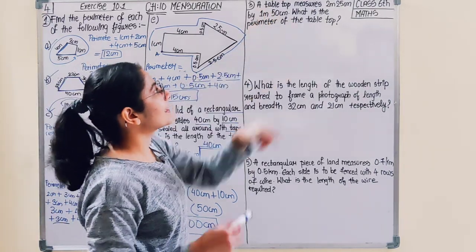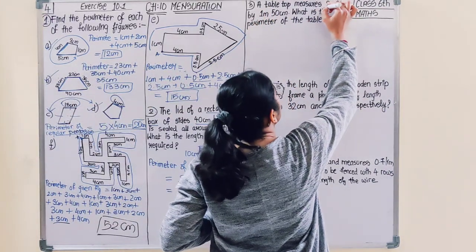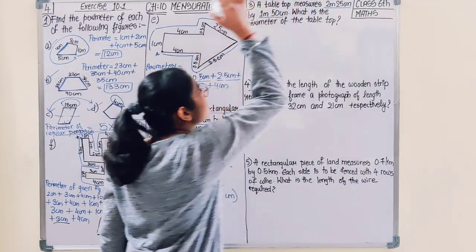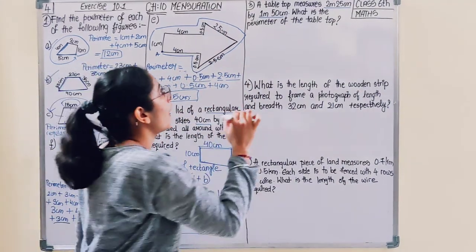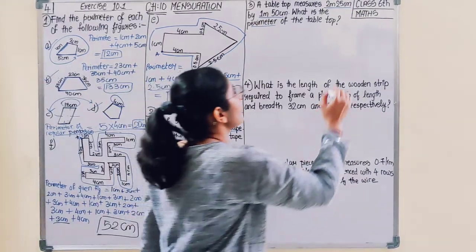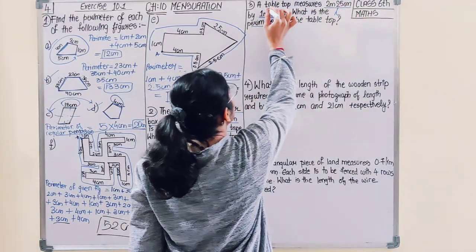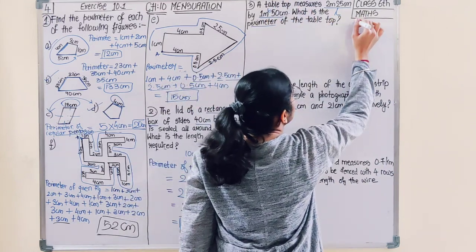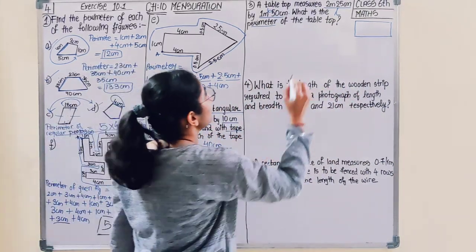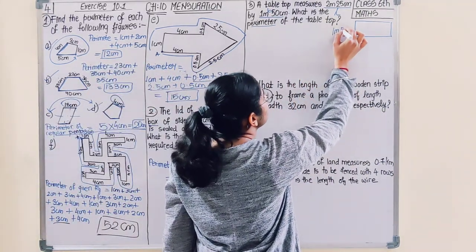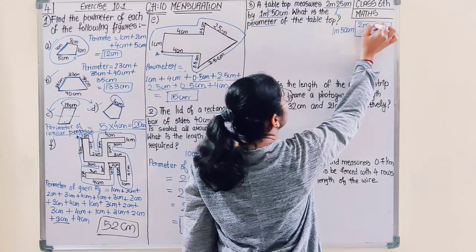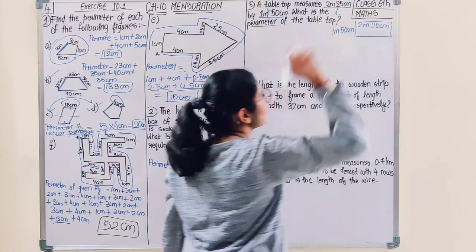A tabletop measures 2 meter 25 centimeter by 1 meter 50 centimeter. What is the perimeter of the tabletop? So again, since we have been given length, we have been given breadth. So the shape of the tabletop is nothing but rectangular. Breadth is 1 meter 50 centimeter and length is 2 meter 25 centimeter.